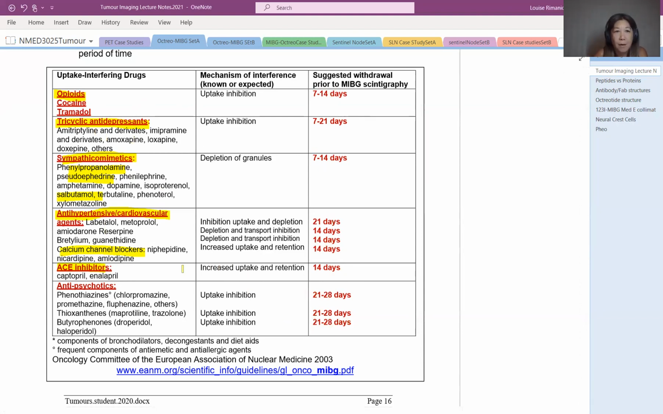So oftentimes we will ask patients what drugs they're on. Some are known to be more problematic than others. And many times we'll go ahead and do the test, and it's only if we see an altered biodistribution that we might go back and say, oh, it's probably because they were on a certain medication. It'd be nice if we could screen all the patients for these and have them be off them for 2 to 4 weeks, but sometimes that's not practical.